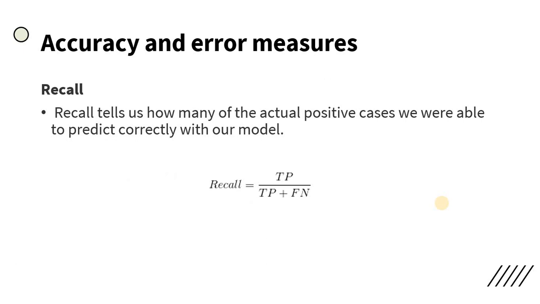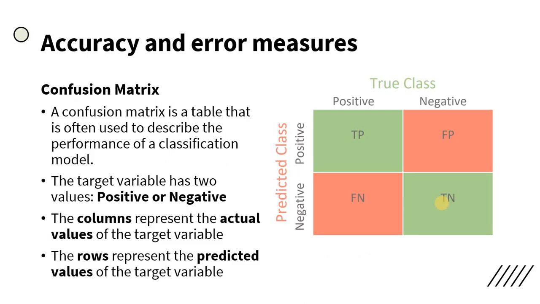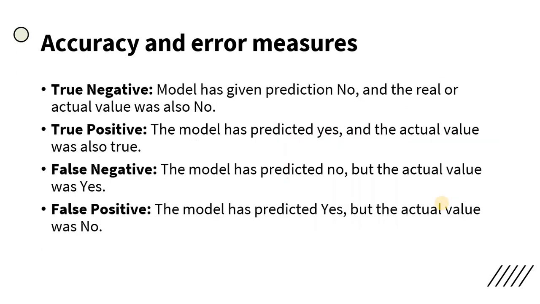Next is recall. Recall tells us how many of the actual positive cases we were able to predict correctly with our model, and the formula is true positive divided by true positive plus false negative. So these are the main measures we can derive from the confusion matrix, and with these measures we can get the effectiveness of our model.